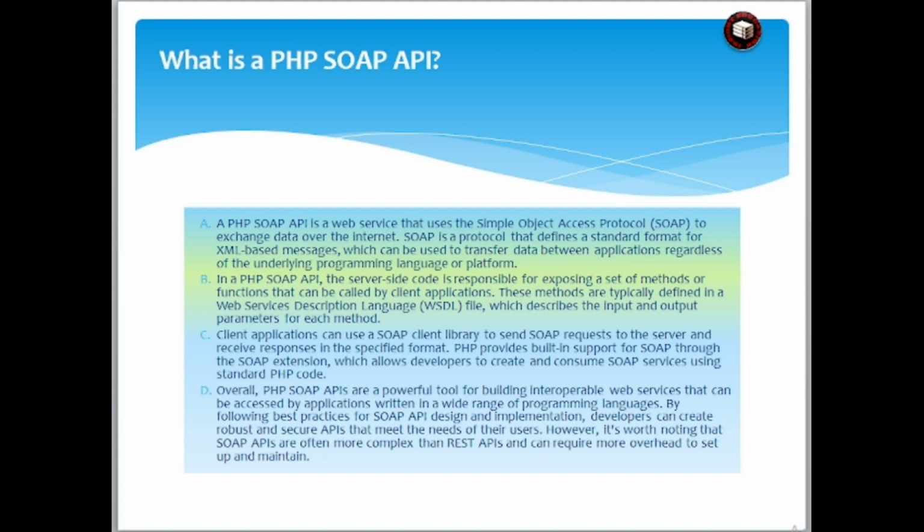A PHP SOAP API is server-side code responsible for exposing a set of methods or functions that can be called by the client application. These methods are typically defined in a Web Service Description Language file, which describes the input and output parameters of each method.